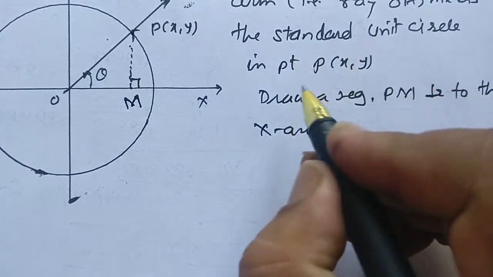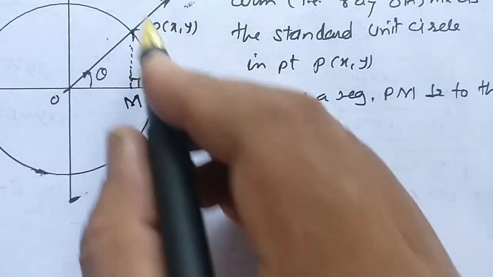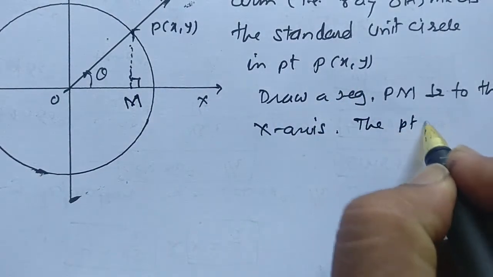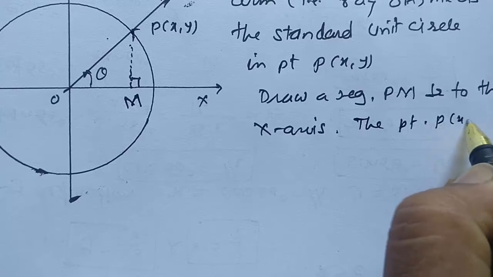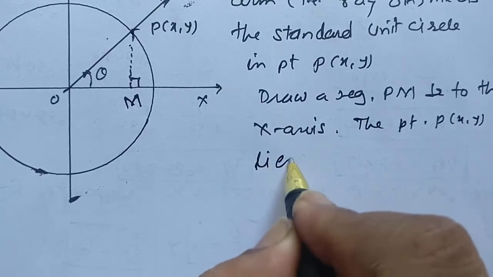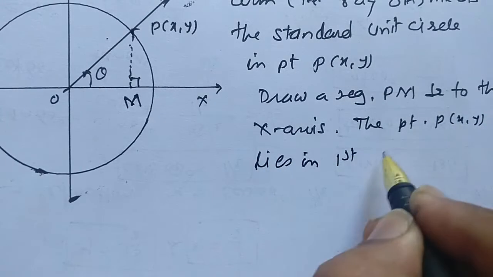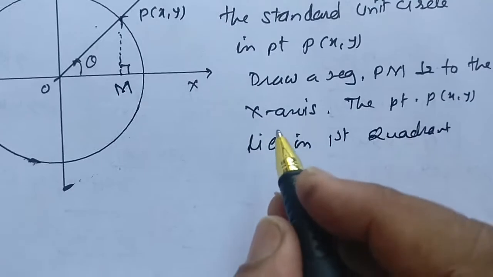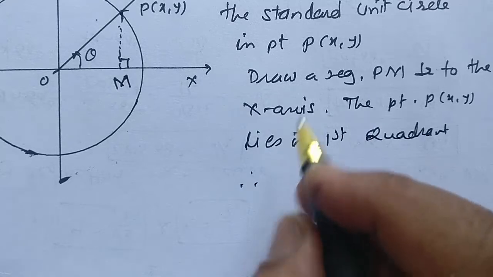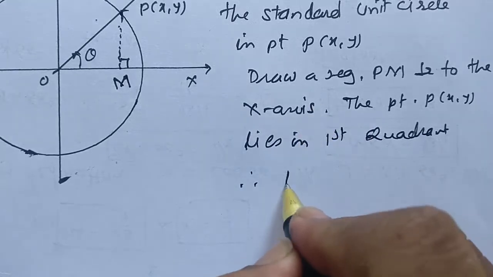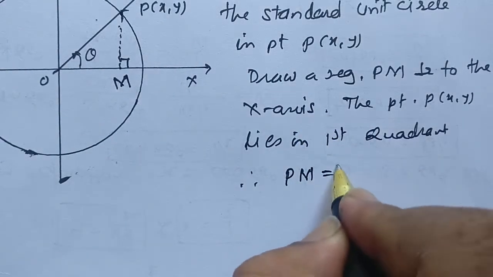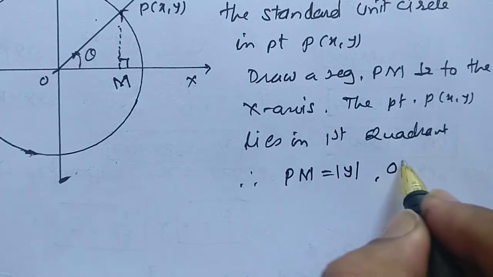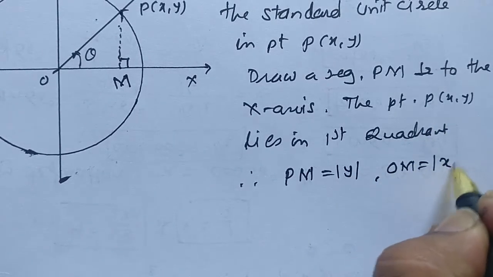The point P lies in the first quadrant. Therefore, PM is equal to modulus y, OM is modulus of x.